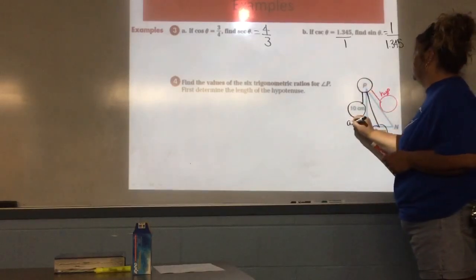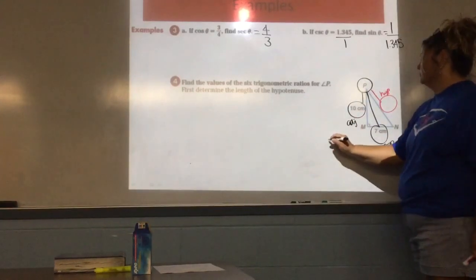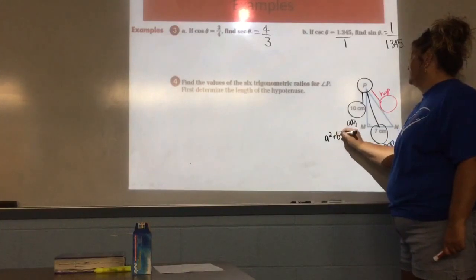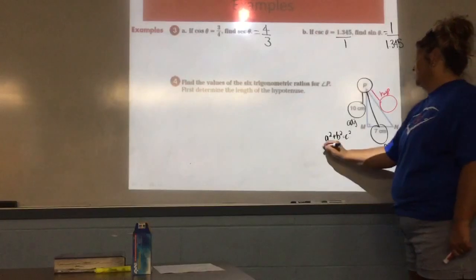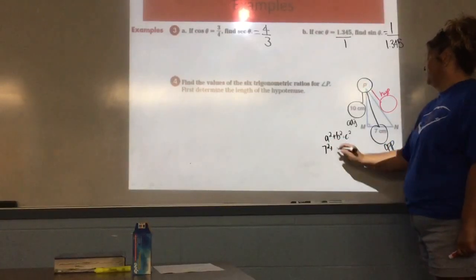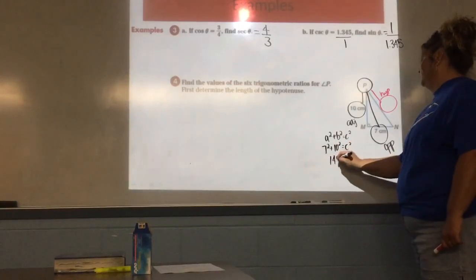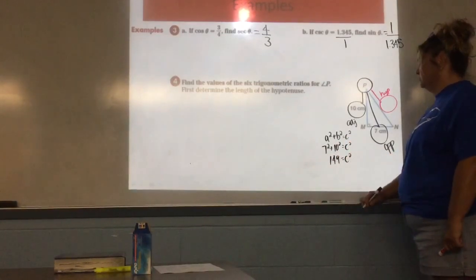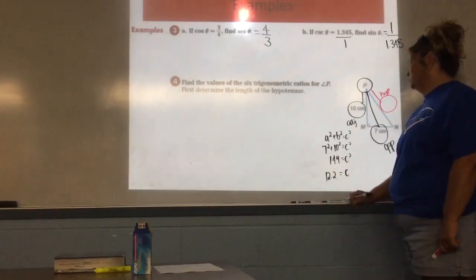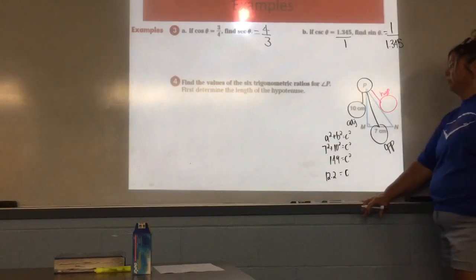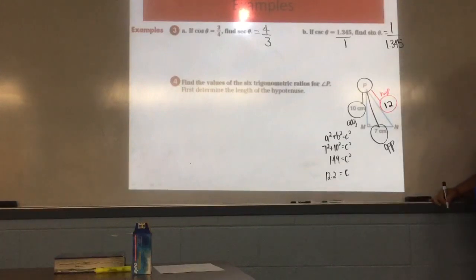Adjacent. How do I find what the hypotenuse is going to be? A squared plus B squared equals C squared. So what do I put in for A? 7. And B? 10. So 149 equals C squared. 12.2. Let's just round this to a whole number. 12. Let's just make it easy on ourselves.